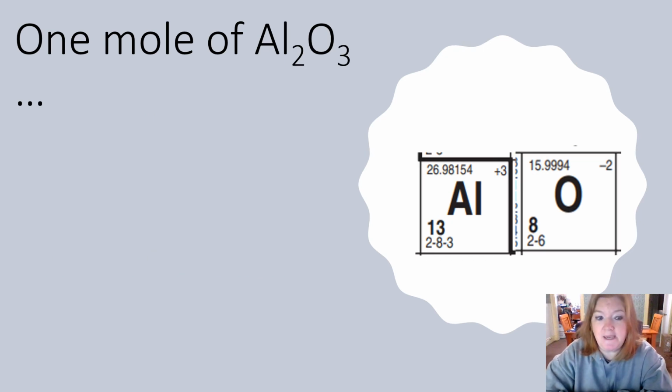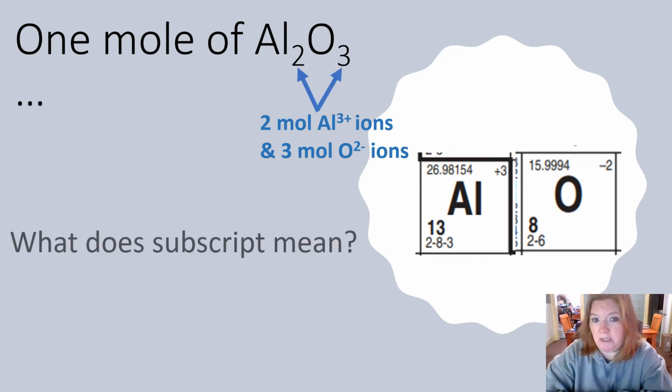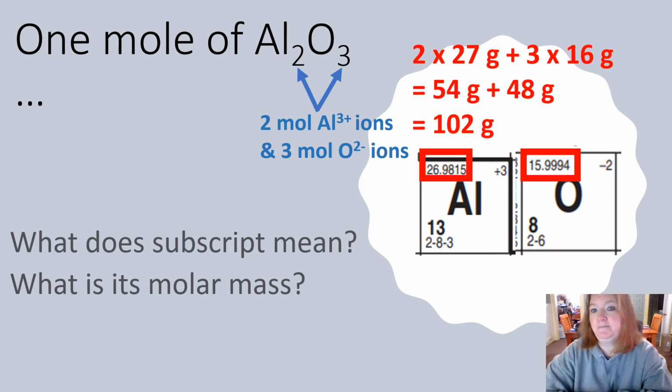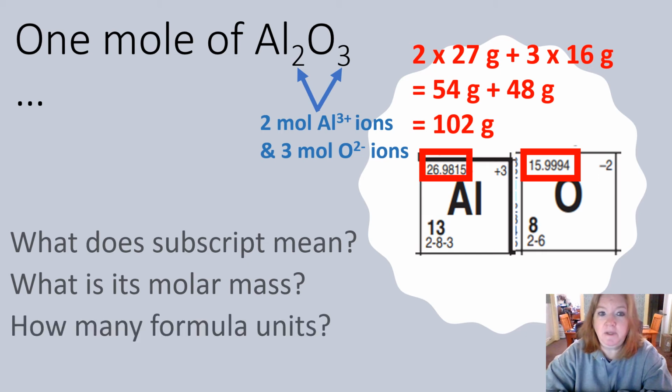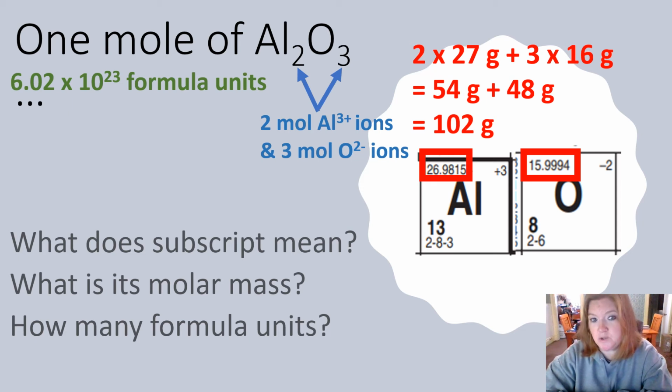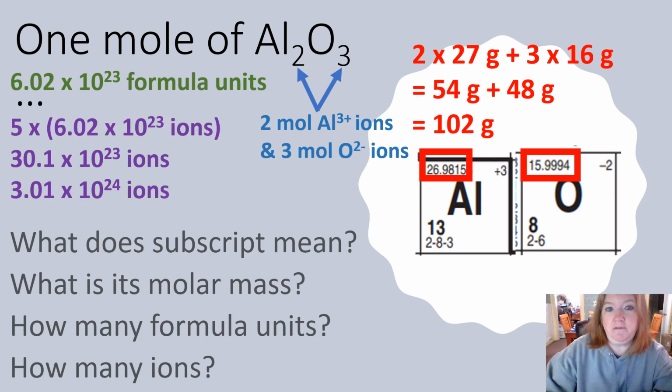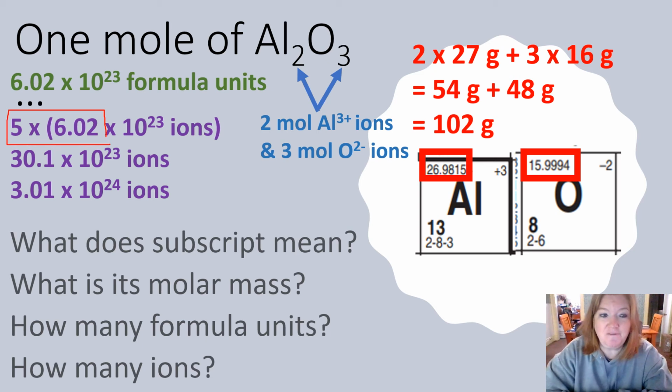What about if I have Al2O3? What do the subscripts mean? Well, 2 moles of aluminum ions and 3 moles of oxygen ions. So what's its molar mass? 2 aluminums and 3 oxygens. So I have to multiply aluminum times 2 and oxygen times 3. How many formula units? Well, since it's a mole, I have 6.02 times 10 to the 23rd formula units. How many ions? This time I have 5 total ions, so I have to multiply by 5 and do the same thing I've been doing.